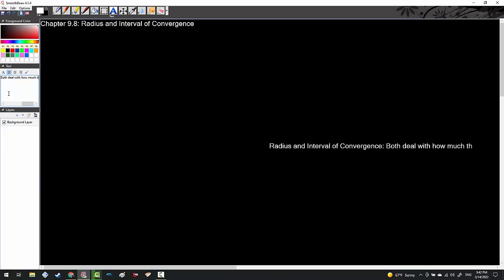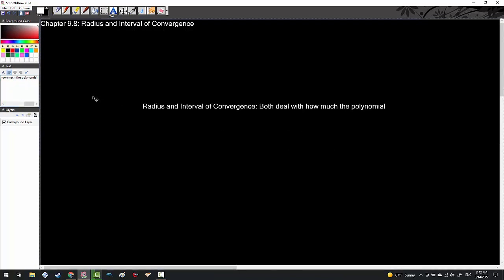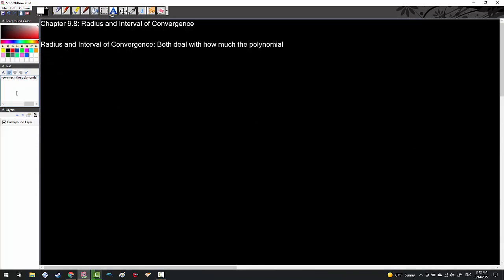In today's episode, we're going to be continuing our adventure through chapter 9.8, which is the radius and interval of convergence of a power series. And so basically, when it comes to a radius or an interval of convergence, they both deal with how much the polynomial will resemble the function it is supposed to.